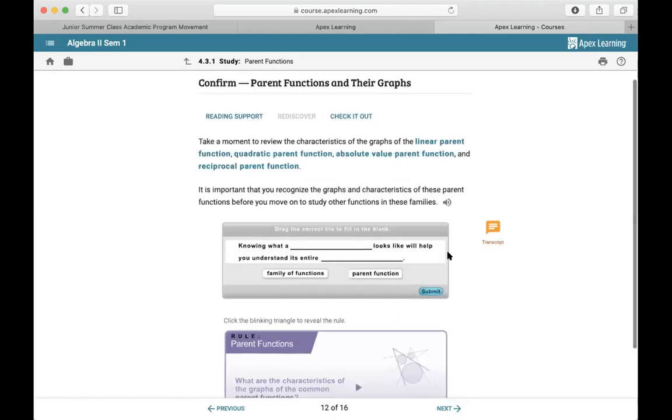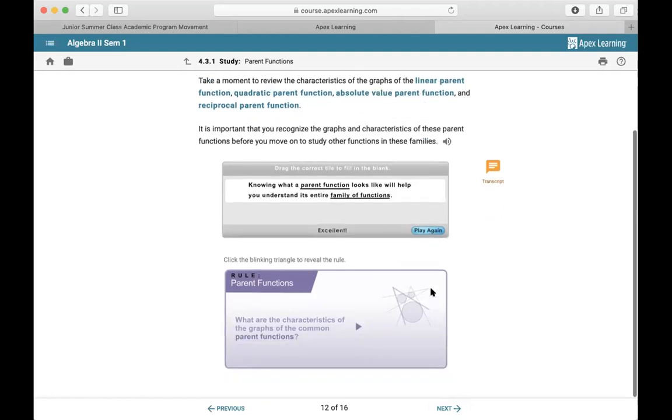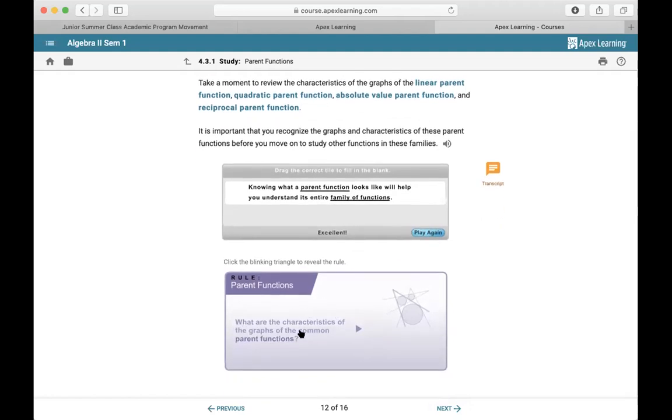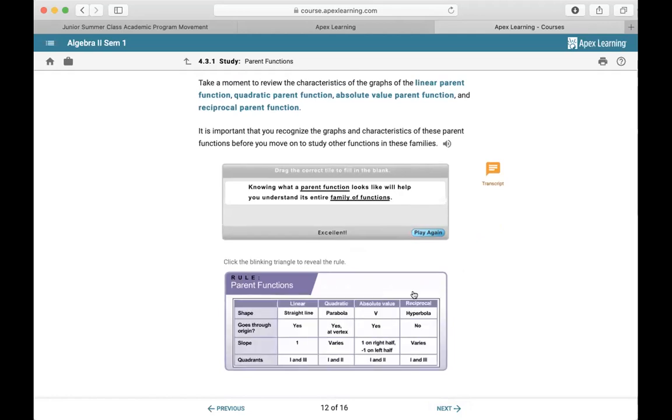So then just confirming what we've learned. All right, so if you know a parent function, if you know what that will look like, you can understand the entire family of functions, right? So now understanding what basic x squared looks like, when I start adding things on, it'll help me understand what all of those different functions are going to look like.